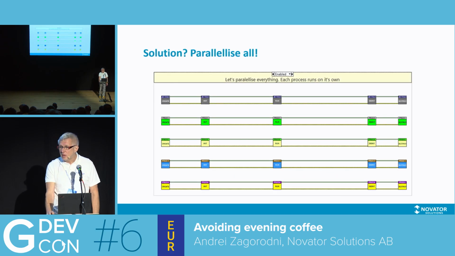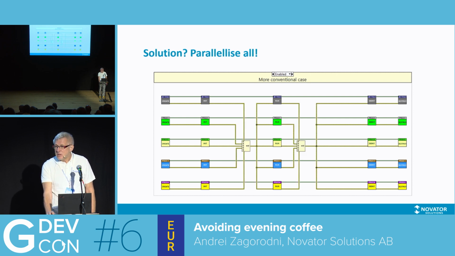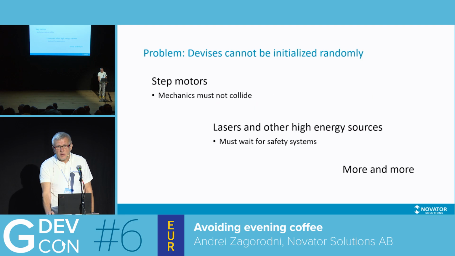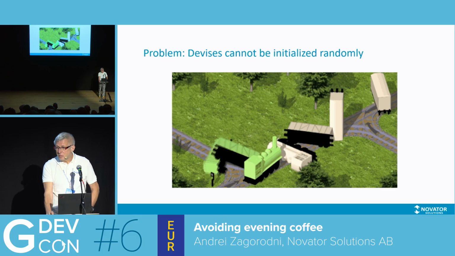Solution to parallelize everything, and it will not work, because we cannot start everything in parallel, even in this scheme. So say, okay, we initialize in parallel, after that run in parallel, initialize in parallel. Why? Step motors start to move. If they move all at the same time, without knowing where they are, they will collide. So high energy sources, we need to initialize safety systems first. Otherwise, we have a problem.